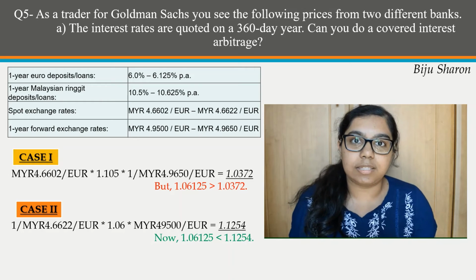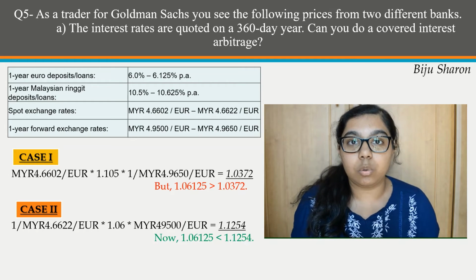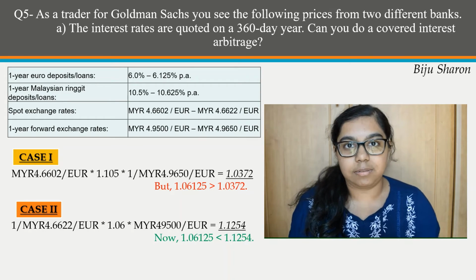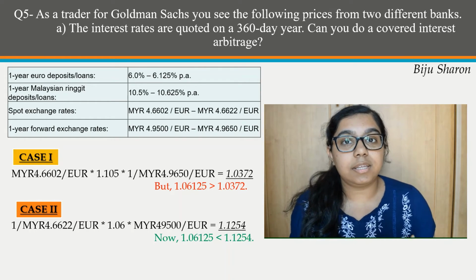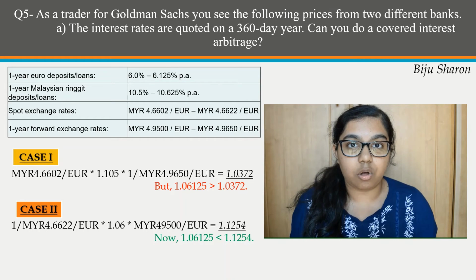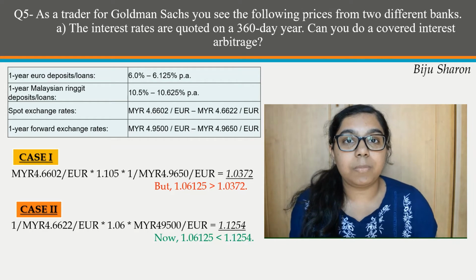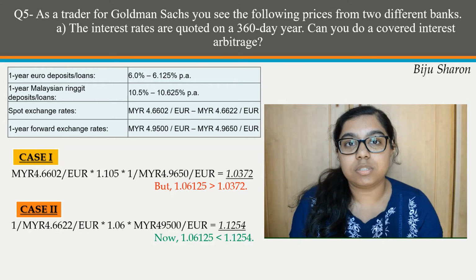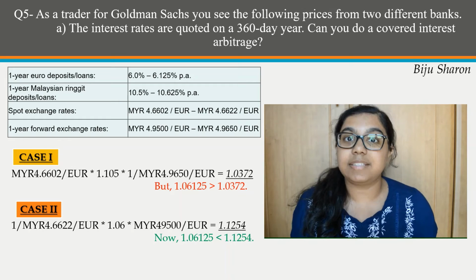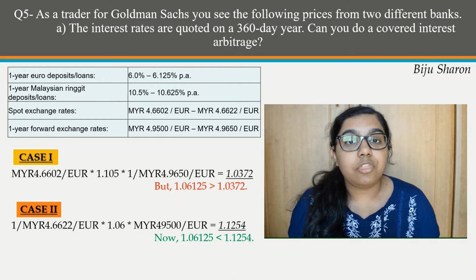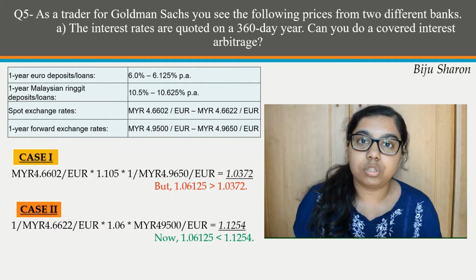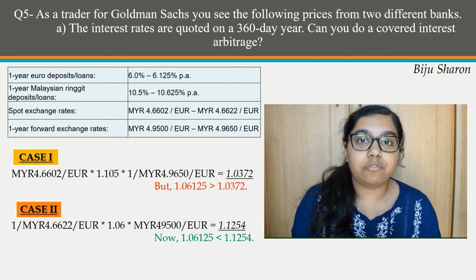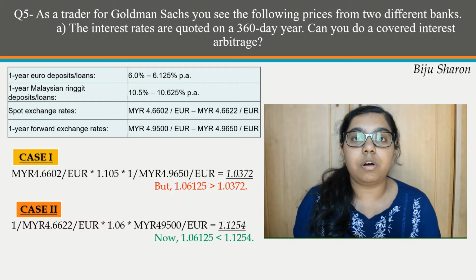So in this new case, we start off by borrowing a loan in Malaysian ringgits at 10.625%. Step 2 would be to convert these ringgits to euros at the current spot rate of 4.6622 Malaysian ringgits per euro. Step 3, we deposit these euros at an interest rate of 6% as an investment. Now lastly, the final step would be to sell these euros for Malaysian ringgits at the forward rate of 4.9500 Malaysian ringgits per euro.